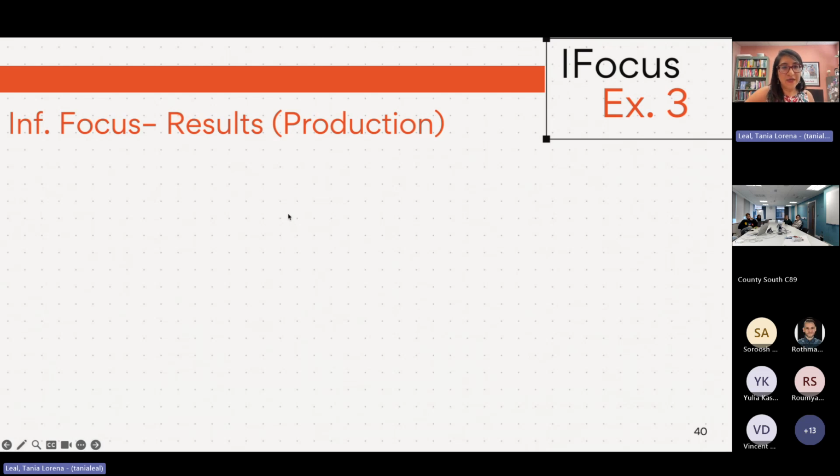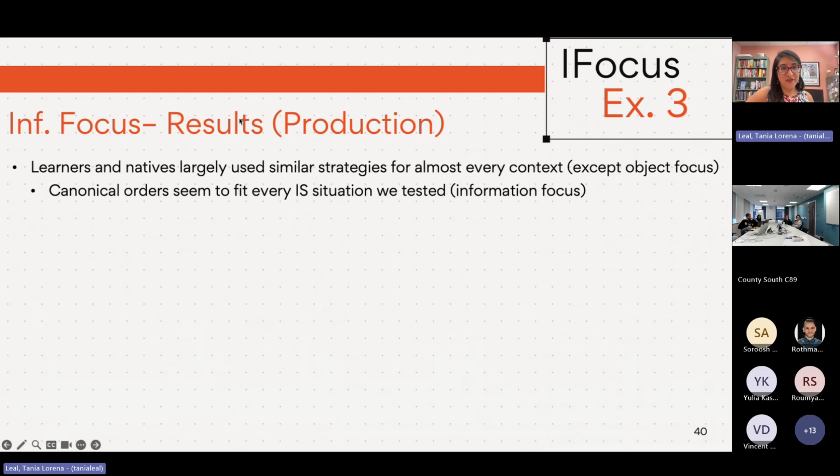So even though we have seen that production is difficult, learners and natives largely use similar strategies for almost every context. We do have one difference in the object focus that I'm going to show you. But the result from this that we realized is that canonical orders seem to fit almost every information structure situation that we tested with information focus. And we also had fillers with verum focus, and they behave in the same way. And we had broad focus.